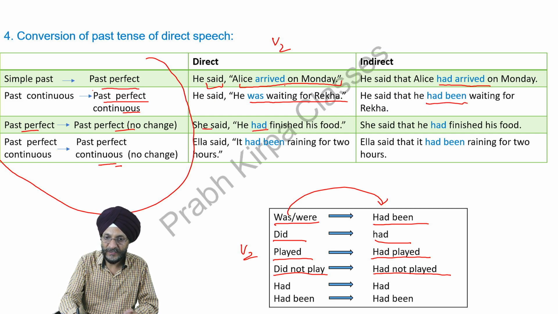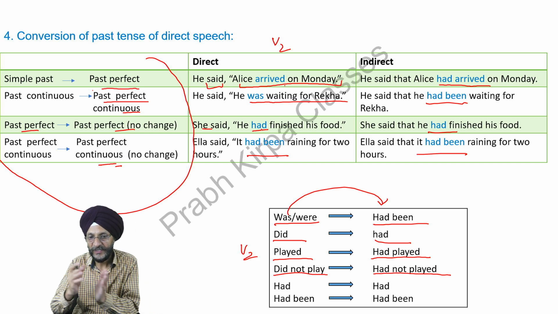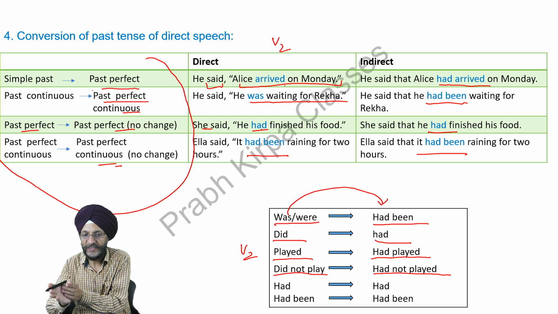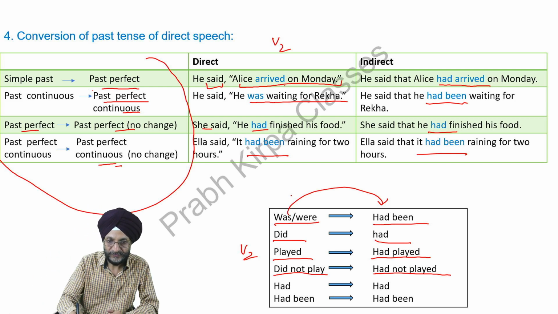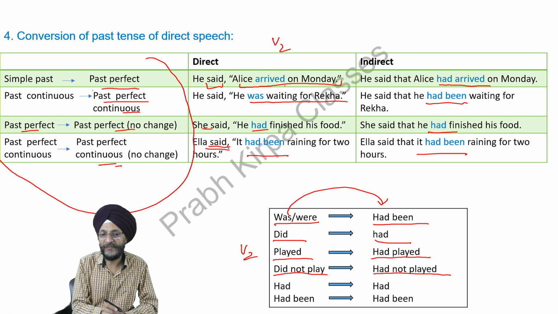Now, had, no change; had been, no change. You can see here there is no change if there is had used in the direct speech, and if the reporting verb is in past. I hope you have understood.